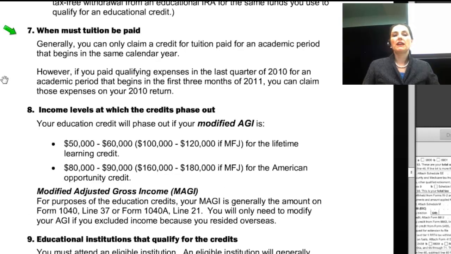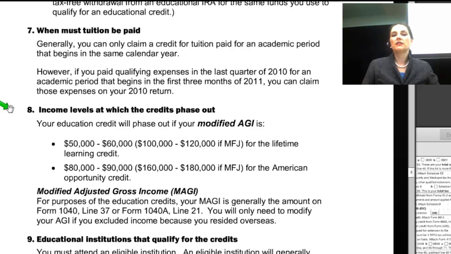So when must tuition be paid? Generally, you can only claim a credit for tuition paid for an academic period that begins in the same calendar year. However, if you paid qualifying expenses in the last quarter of 2010 for an academic period that begins in the first 3 months of 2011, you can claim those expenses on your 2010 return.